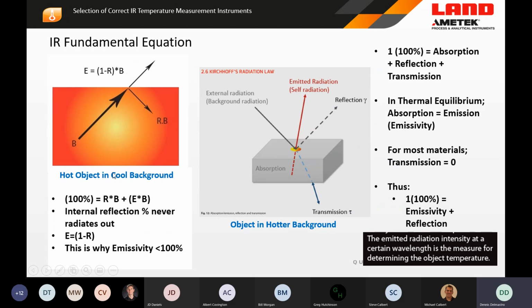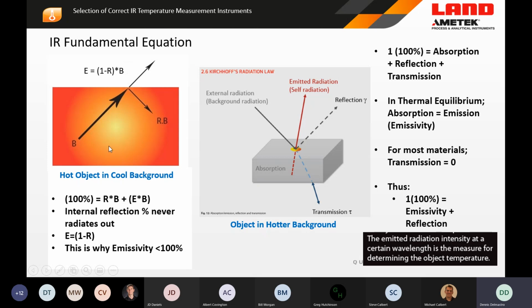Now there's a couple real fundamental little equations that you have to deal with when you're dealing with IR. So let's take this scenario here where we have a red hot piece of steel sitting on a cold table. It has internal energy. It's actually resonating and transmitting that through thermal radiation. But that internal energy, some of it actually gets reflected at the boundary of the steel and air, and it's reflected back into the object, and some of it is emitted out.